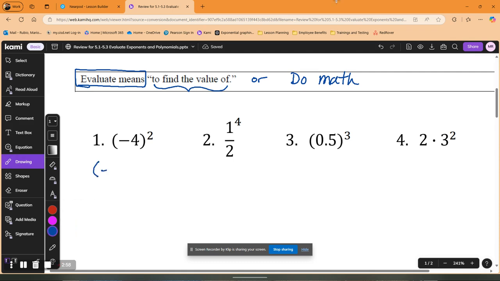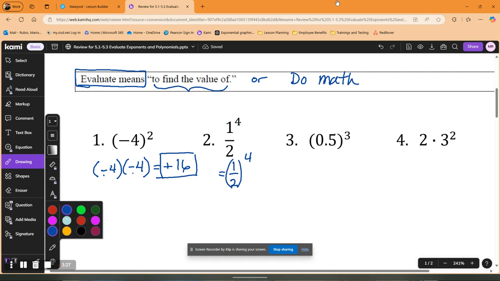Negative 4 to the second power means negative 4 times negative 4, 2 times. Negative times a negative is a positive. 4 times 4 is 16. Okay, let's look at number 2. I'm going to rewrite this with the parentheses so I can make sure I get it right. So it's 1/2 all raised to the power of 4. It didn't come out when I copied it out. So this would look like 1 raised to the 4th power divided by 2, but it's really 1/2 to the 4th power.